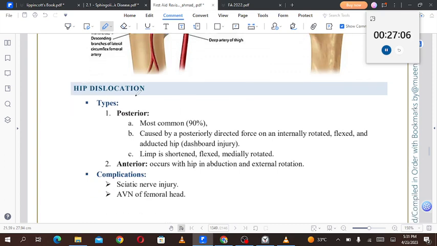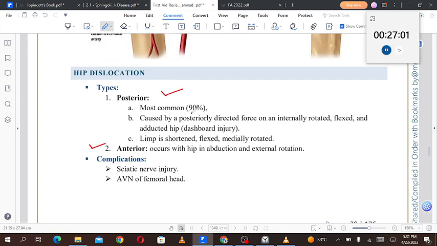Hip dislocation can either be posterior or anterior. Posterior is the most common, in 90% of the cases. For example, whenever a person has an injury in a roadside accident and the knees hit the dashboard of the car, the dashboard will push the knees posteriorly and we'll have a posterior hip dislocation, caused by a posteriorly directed force on an internally rotated, flexed and adducted hip.